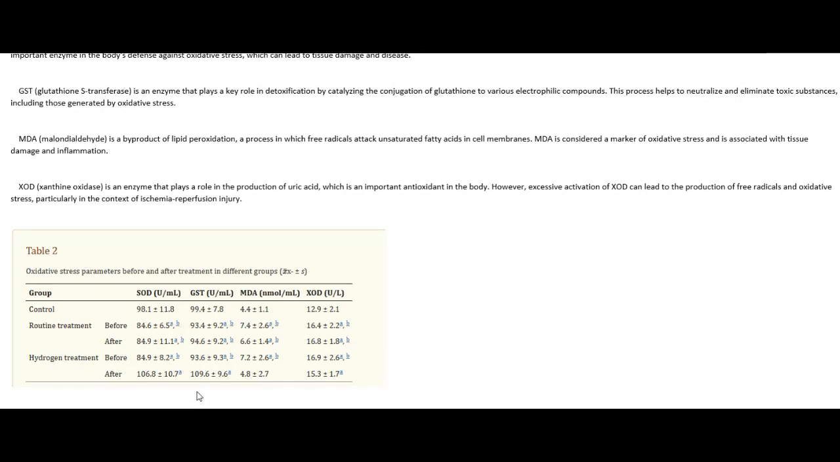So for the control group on XOD, or xanthine oxidase, the before treatment was 16.4 plus minus 2.2, and the after was 16.8 plus minus 1.8. And for the hydrogen treatment, before treatment was 16.9 plus minus 2.6, and after treatment 15.3 plus minus 1.7.